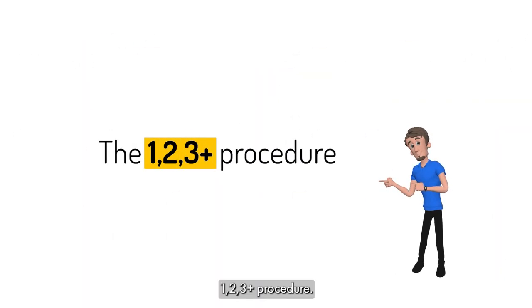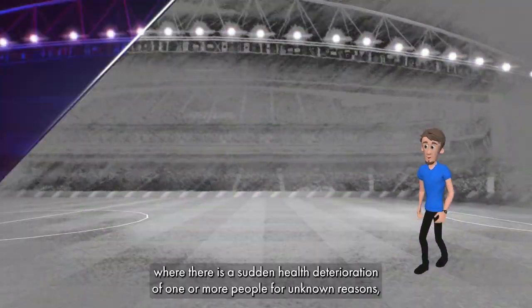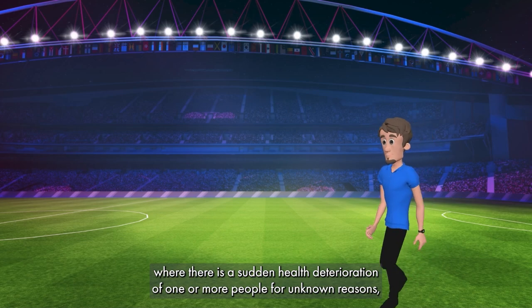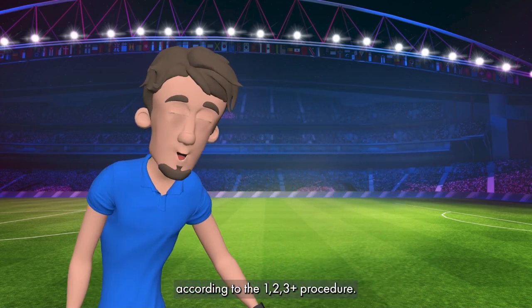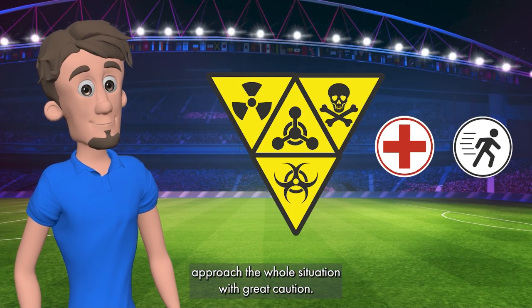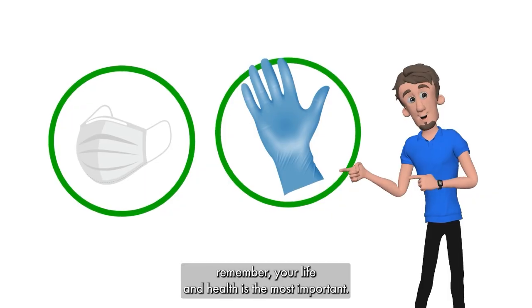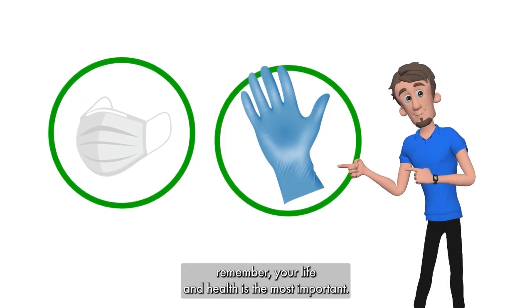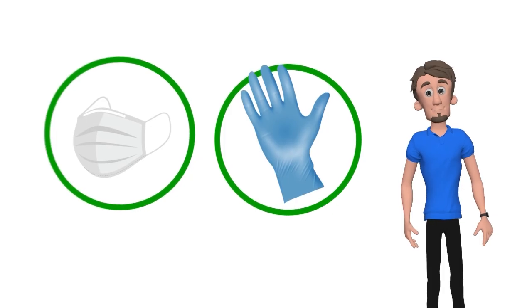1-2-3+ procedure. Now, I will familiarize you with the way to act in a situation where there is a sudden health deterioration of one or more people for unknown reasons, according to the 1-2-3+ procedure. Without knowing the circumstances of such an incident, approach the whole situation with great caution. Before you take any action, remember your life and health is the most important. Use all possible personal protective equipment.